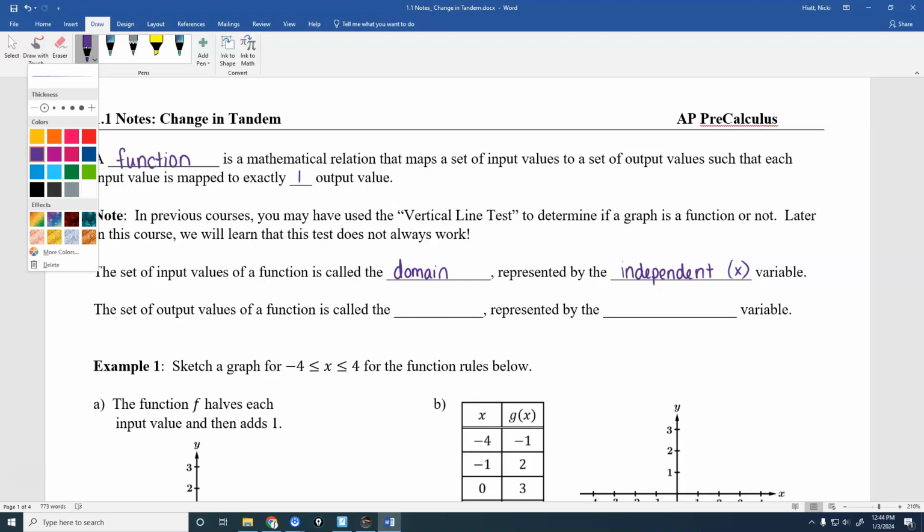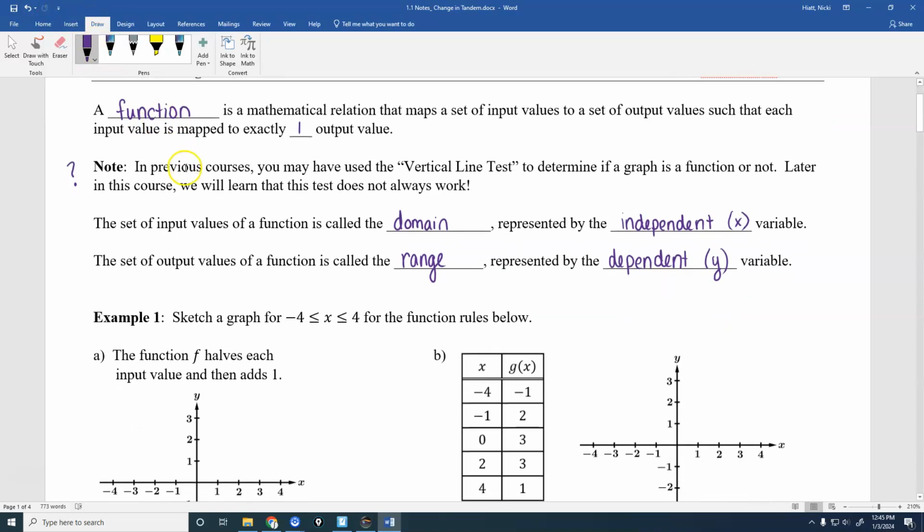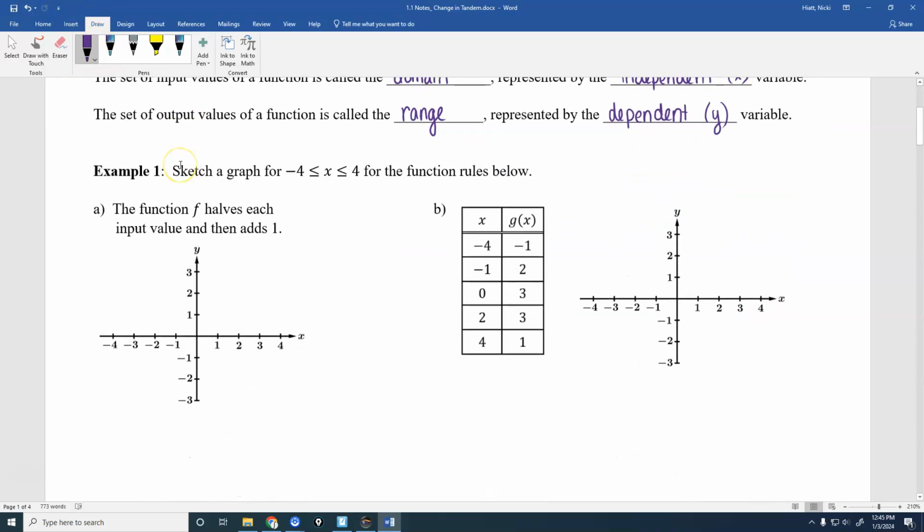All right, the output values is your range, and that is usually represented by the dependent variable, which does not have to be the y, but is a lot of times the y. Okay, so function rules is something we're going to focus on a lot here.